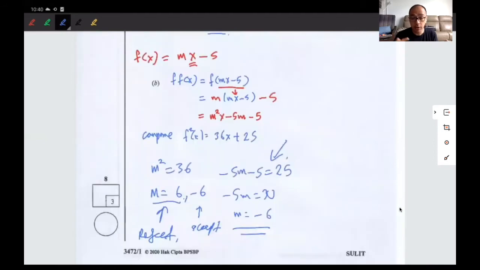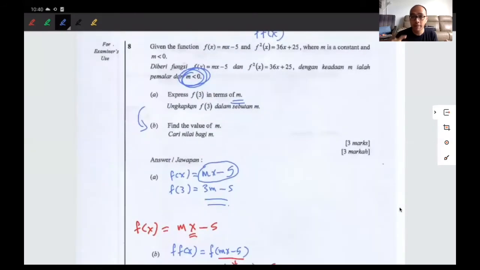Sorry saya kena cakap lah. Soalan 8 ini sebenarnya adalah soalan latihan dari Form 4. Okay, it is a Form 4 question. Dia punya soalan macam ni kan mirip soalan buku latihan, buku teks. Okay, it is in the textbook actually.